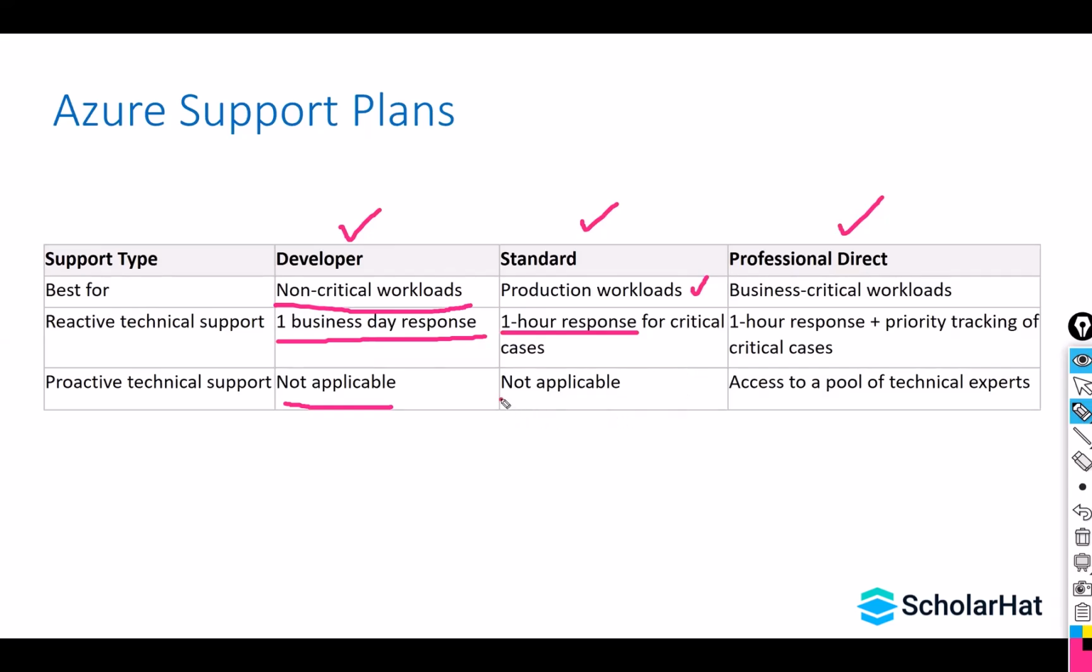Proactive technical support is not available here, but in Professional Direct it's available. This is especially helpful for business critical workloads, like when you have so many resources and the entire thing is running through Azure. You need continuous support where your cases, your issues, are resolved on a priority basis. So there you can go ahead with the Professional Direct support.